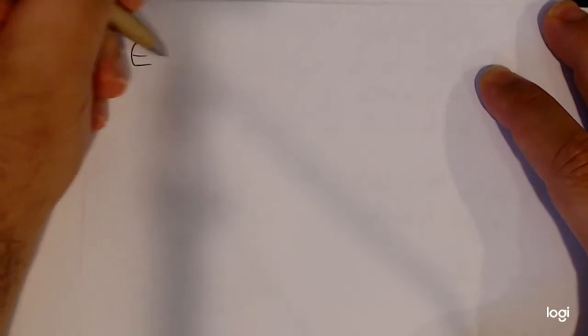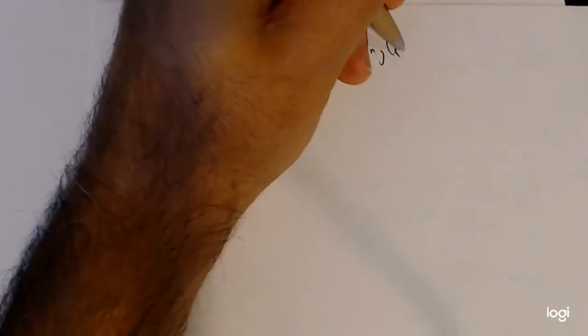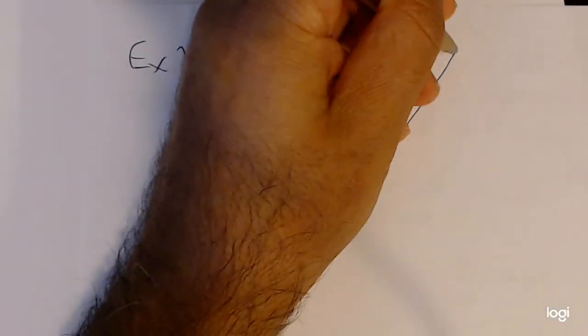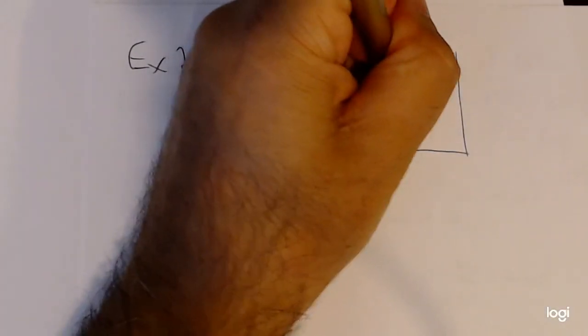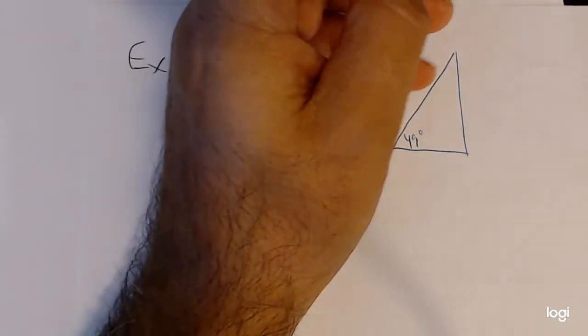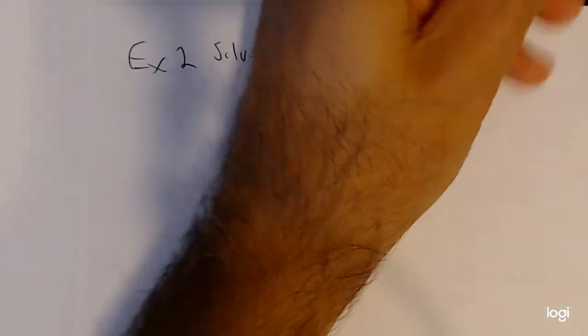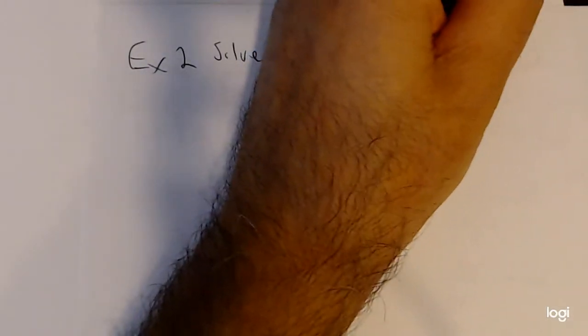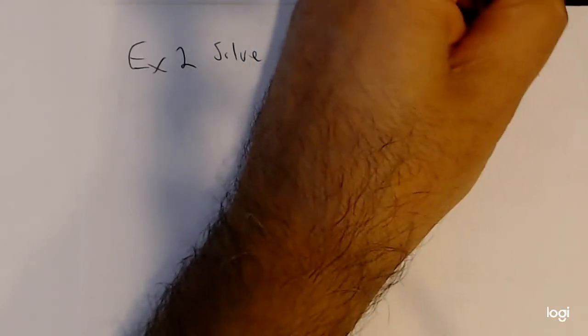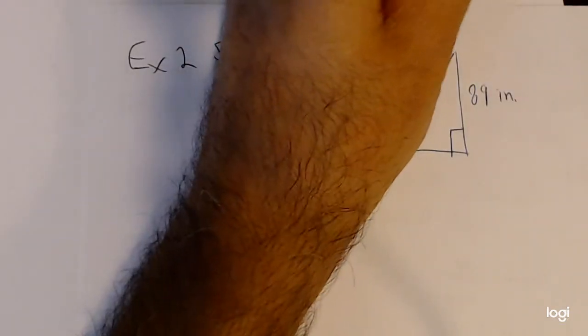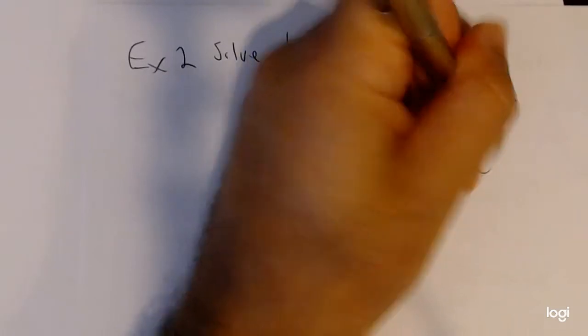So let's look at our second example. So for example 2, we're going to say solve the triangle, which is 49 degrees, 89 inches. So let's call this A, B, and C.